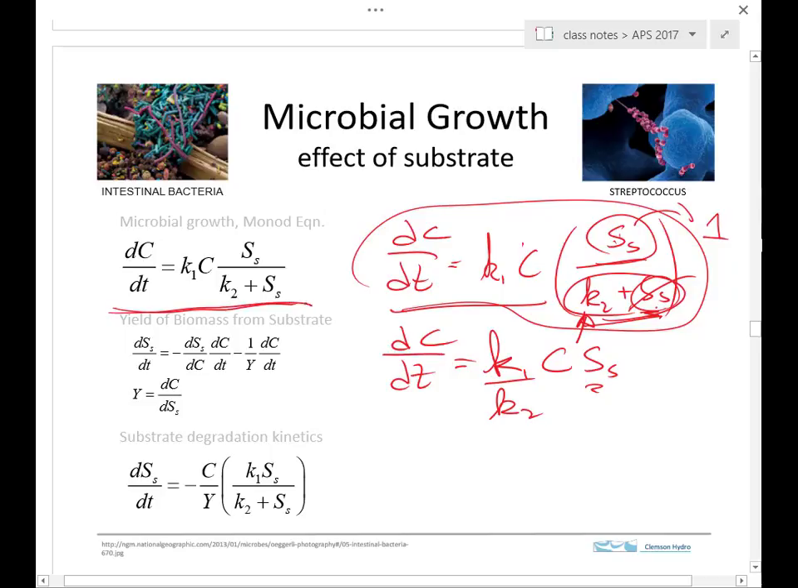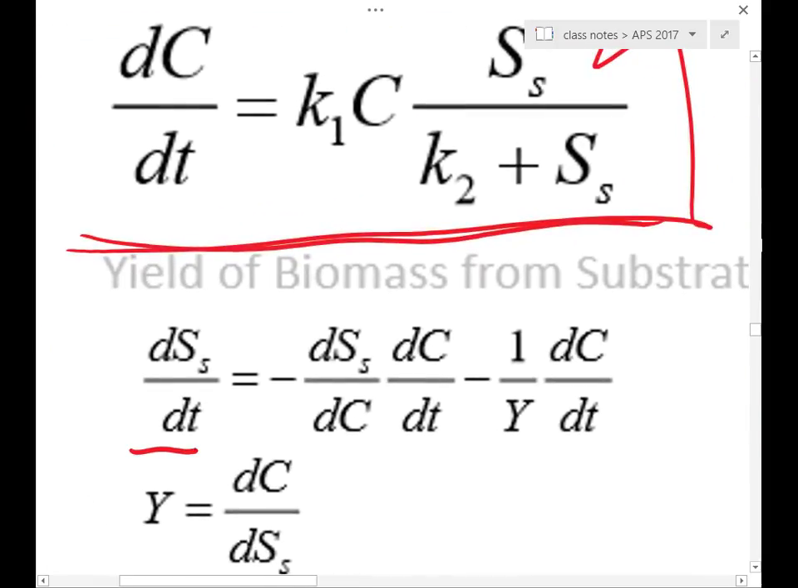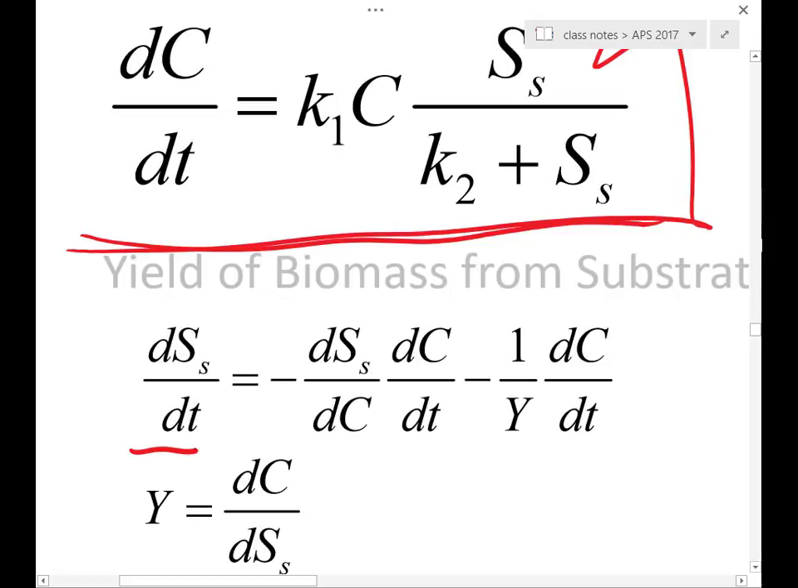So basically what this means is that if we're going to do that, then we need to keep track of the substrate, because that could be changing. And if it does, if the microbes eat all of the substrate, then that's going to affect the microbial growth. So what we say is that the rate of change of the substrate looks like this.